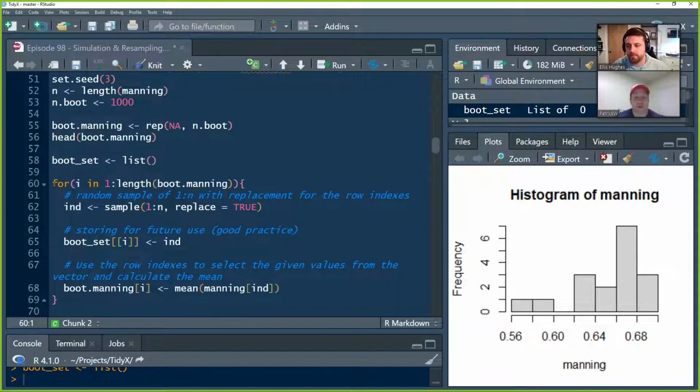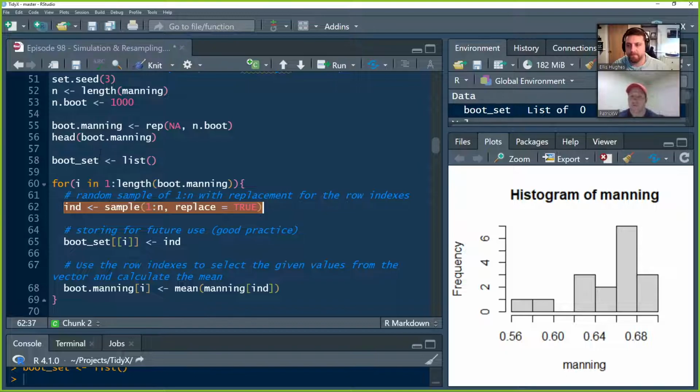So we're going to run this bootstrap. We're going to set up a for loop to do this. And so in each observation of that 1,000 point vector of NAs, we're going to run through this for loop and store those values in that vector. So we're going to use the function that Ellis just introduced us to, which is sample.